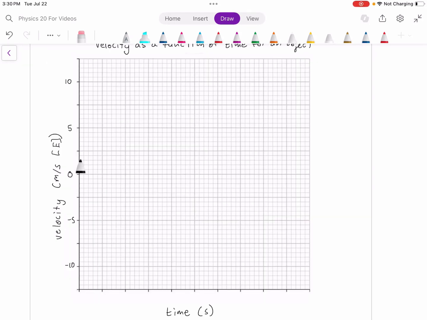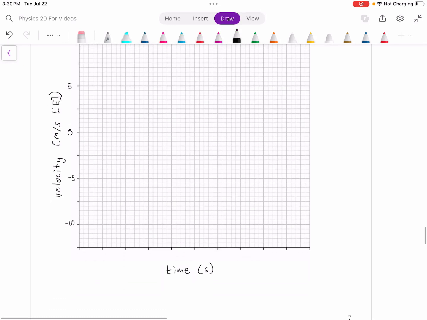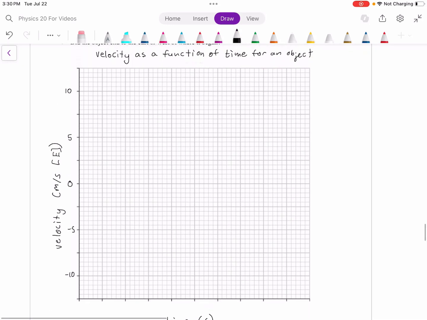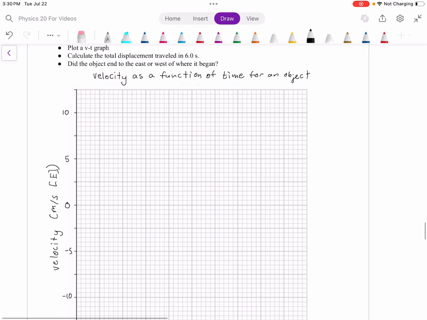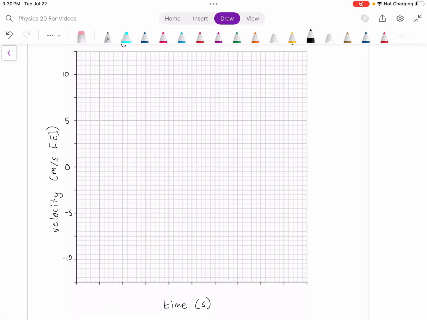All right, so notice I'm being consistent, right? Every square represents the same amount, okay? All right, now let's think about how far we should go for time. I have to cover the first 2 seconds and then another 4 seconds. So I've got to go up to 6 seconds minimum.